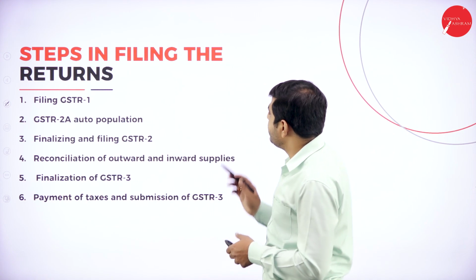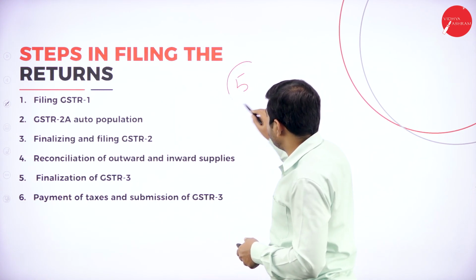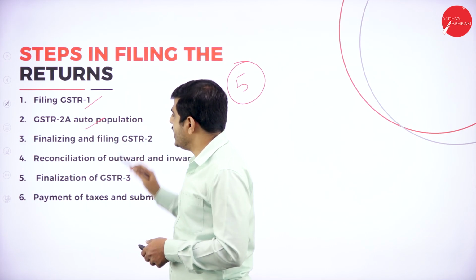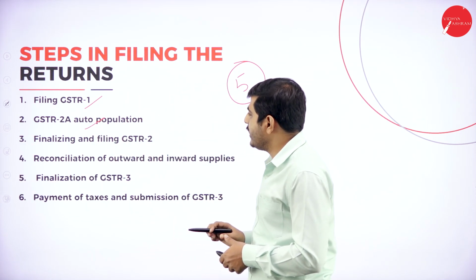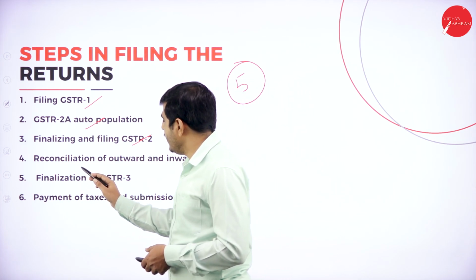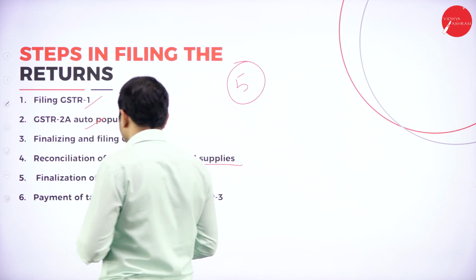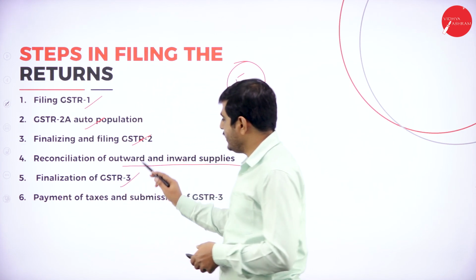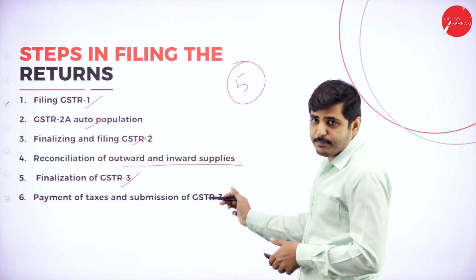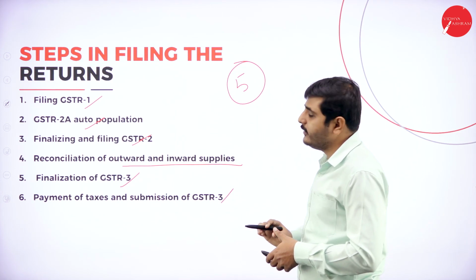Next, steps in filing the return. This is for 5 marks. First, filing GSTR 1. Next, GSTR 2A is auto-populated. Next, finalizing and filing GSTR 2. Next, reconciliation of outward and inward supply. Next, finalization of GSTR 3, payment of tax and submission of GSTR 3. These are the 5 or 6 points. We can expect this question for 5 marks.